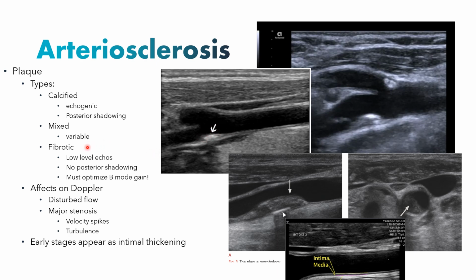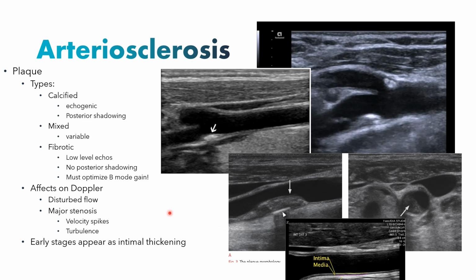And then we have the fibrotic plaques, which are hardest to see, so you want to make sure that you're optimizing your B mode gain and looking for those disruptions of any tunica intima. And so in this case, they're more like a scar tissue type change that will still cause a narrowing or a stenosis of the vessel.